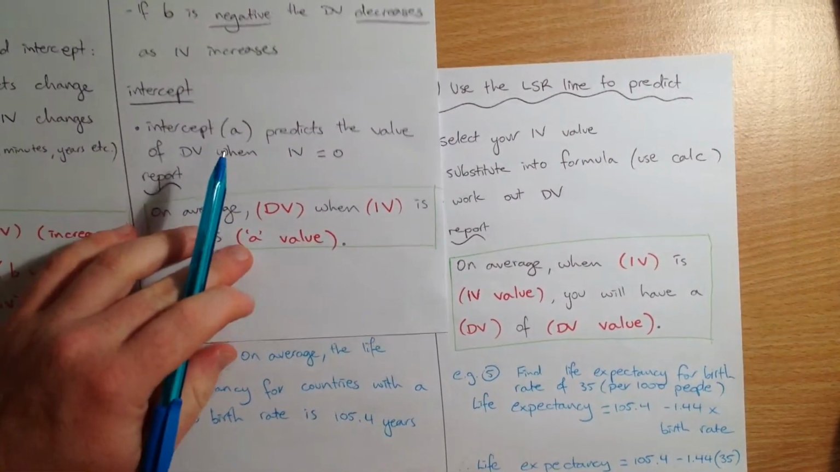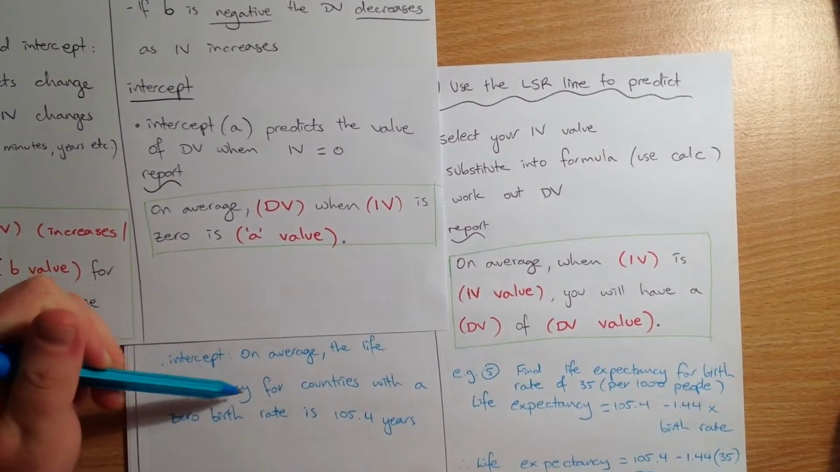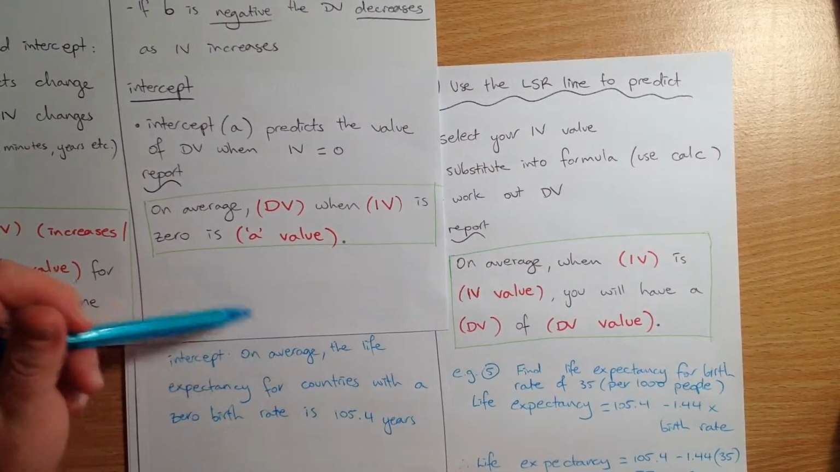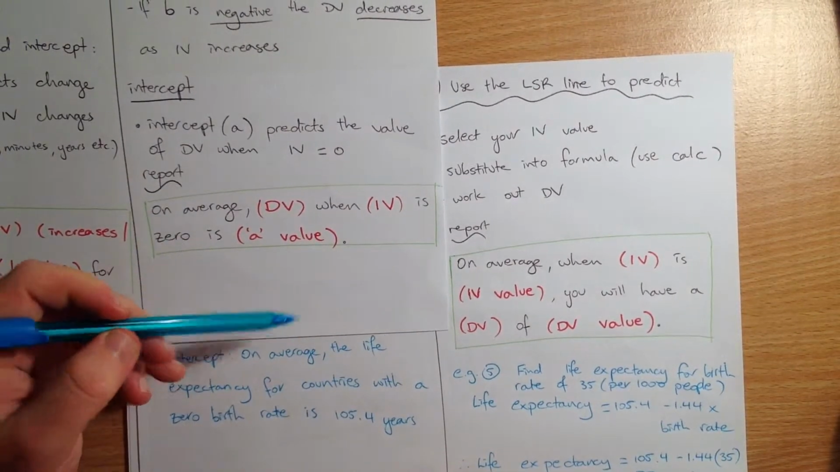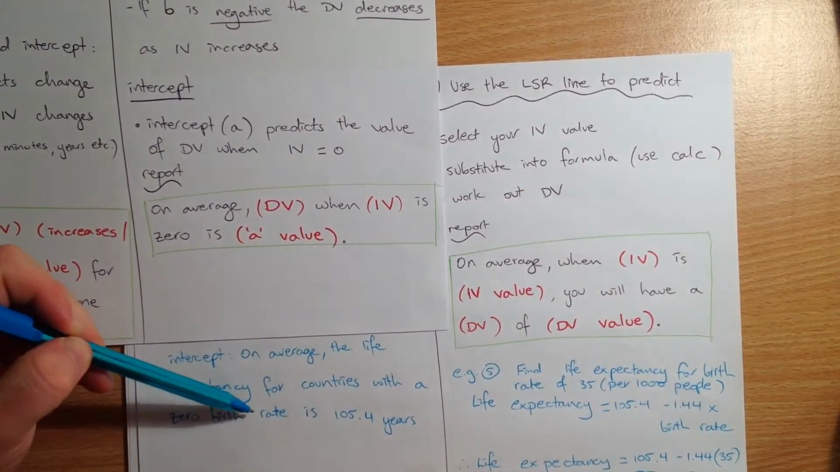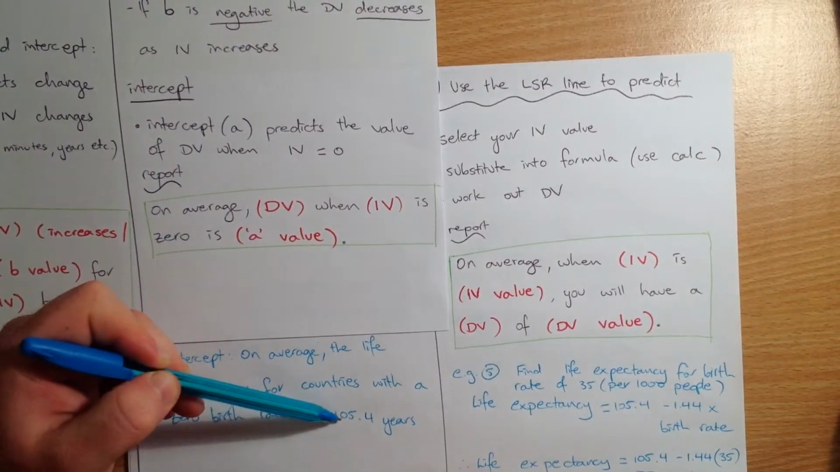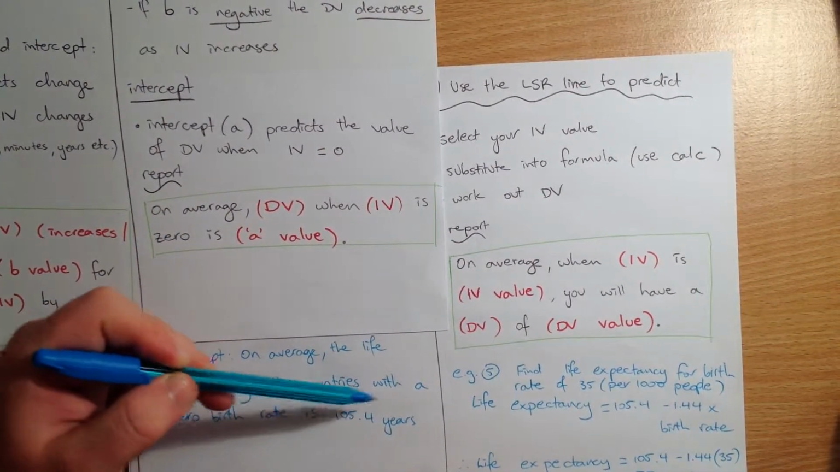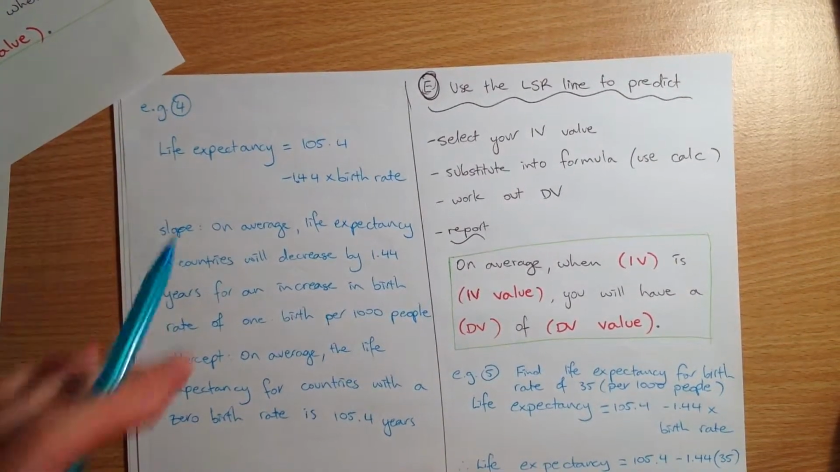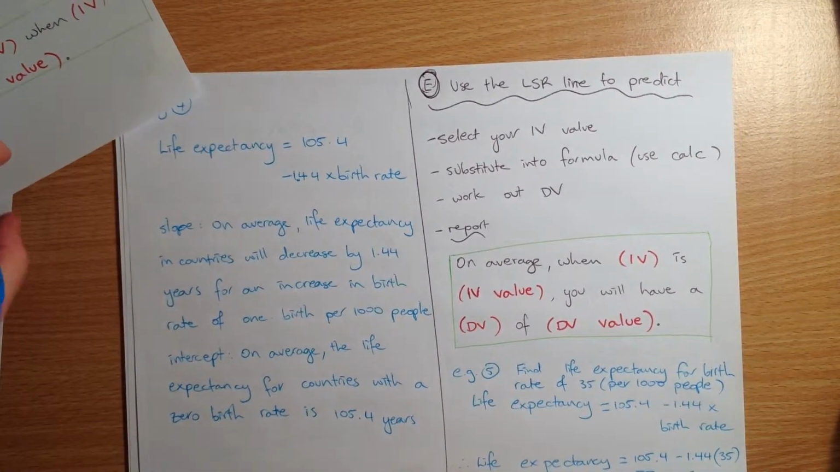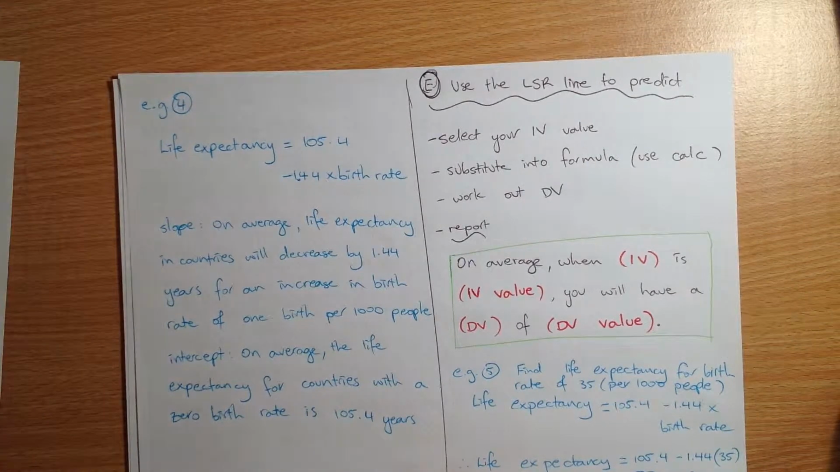On average, here's my dependent variable, the life expectancy for countries, when our independent variable is 0, with a 0 birth rate, is, and here's my A value, 105.4 years. So 105.4, that was my A value, you can see that up here. On average, the life expectancy for countries with a 0 birth rate is 105.4 years. We'll just get some practice at doing that.